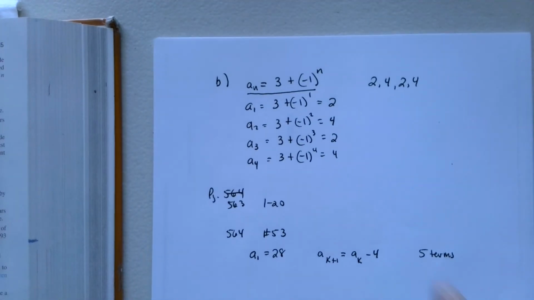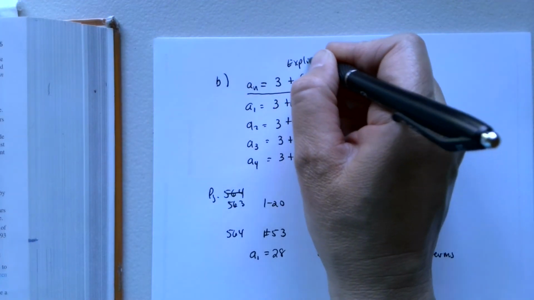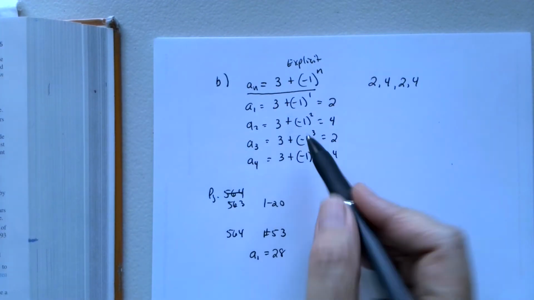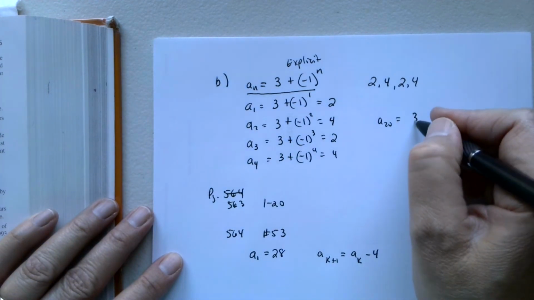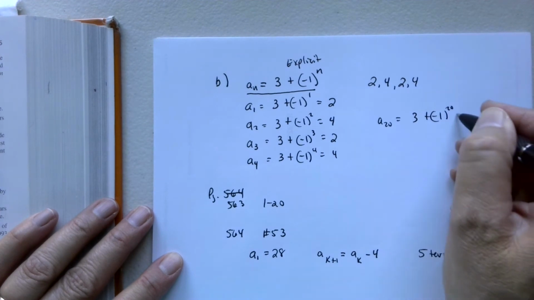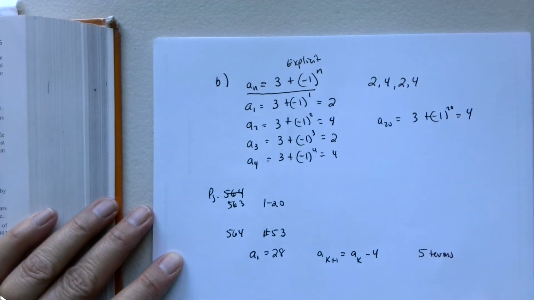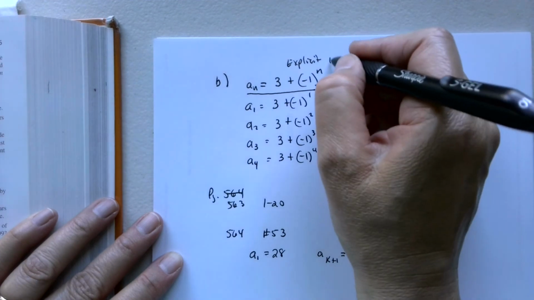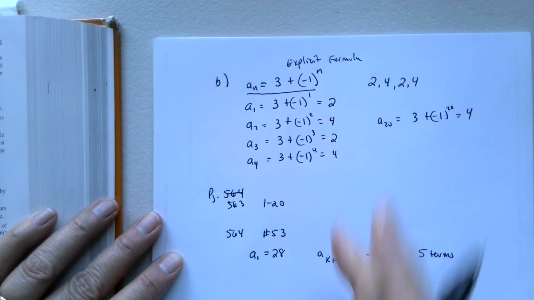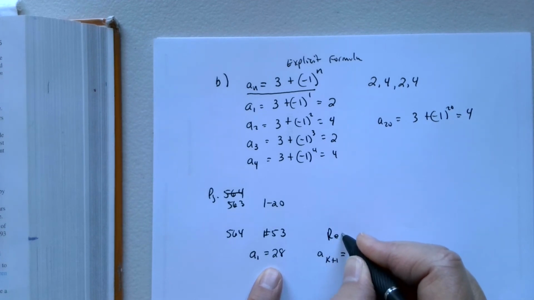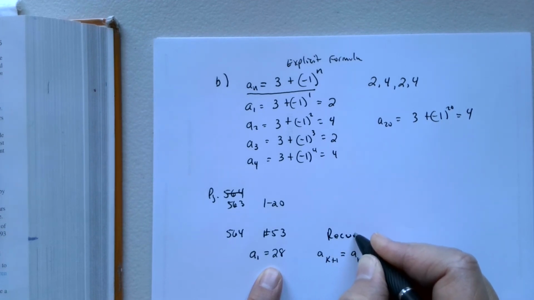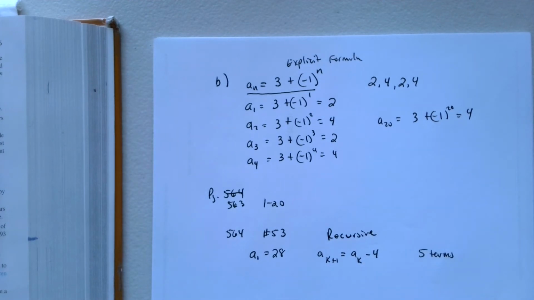All right, so this is called an explicit formula, and it can be used to find any term. Like if we wanted the 20th term, then we would just plug in the 20, and that would be even, and so that answer would be 4. So the explicit formula can be used to find any term. Okay, this is called the recursive formula. The recursive kind of helps you to see what's going on, but it's not real helpful if they want the 100th term.